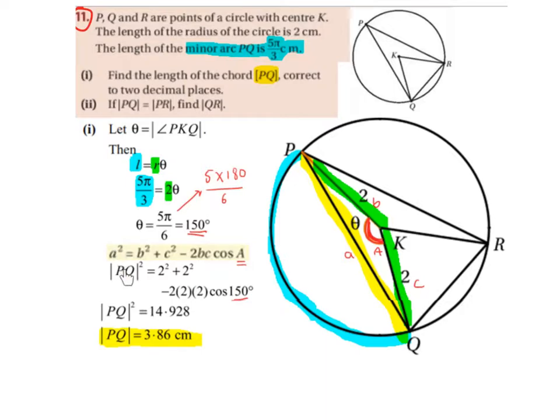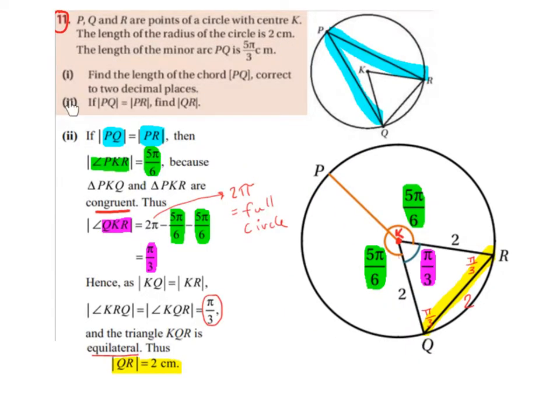So a squared becomes PQ squared, b squared becomes 2 squared, c squared is 2 squared, minus 2 times 2 times 2, and cos of A becomes cos of 150 degrees. Putting this into the calculator, we get 14.928, and square rooting it, we get 3.86 centimetres to 2 decimal places. So the distance from P to Q is 3.86 centimetres.